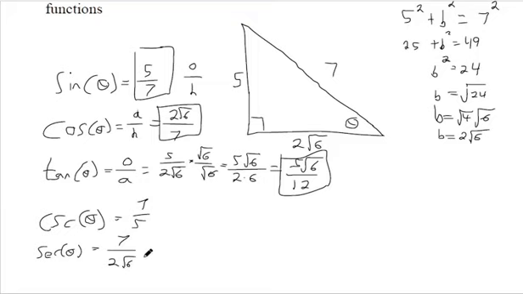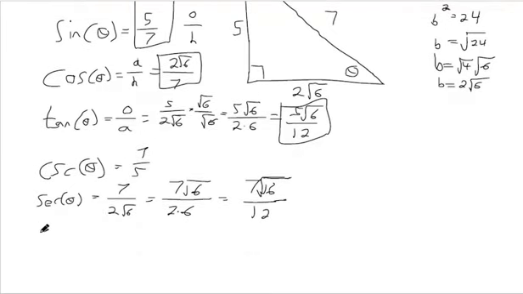But remember, you don't want radicals in the denominator, so I'll do the same thing. I'll multiply the top and the bottom by square root of 6. And on bottom, that gives me 2 times 6, which is 12.